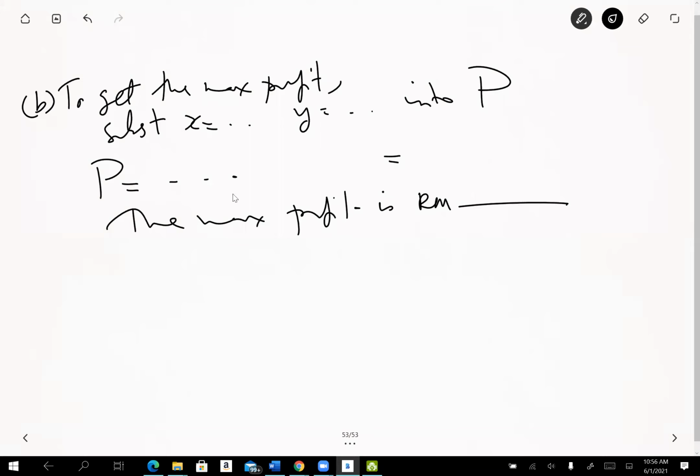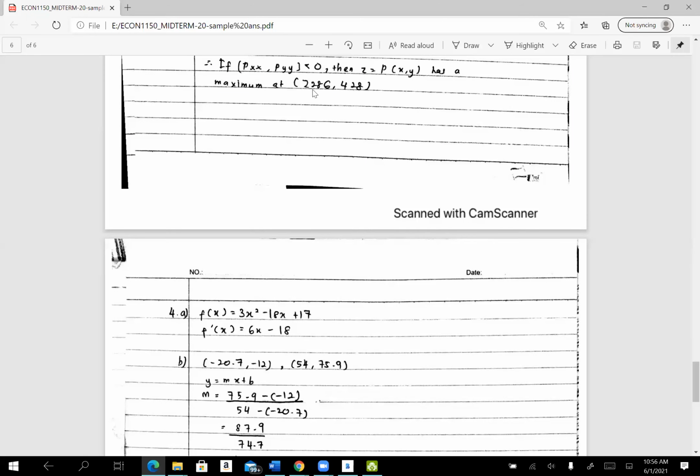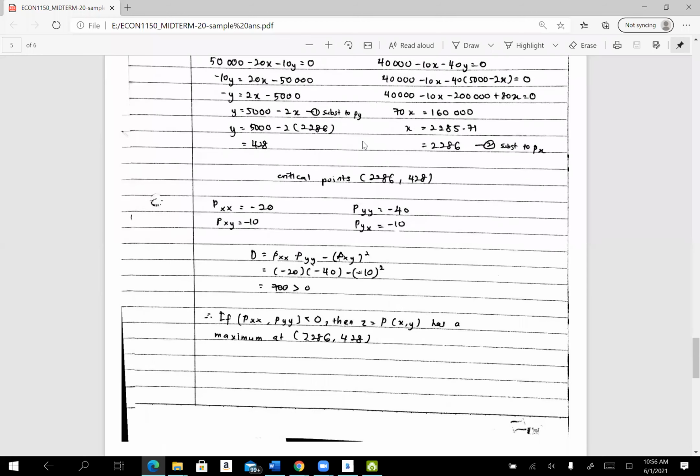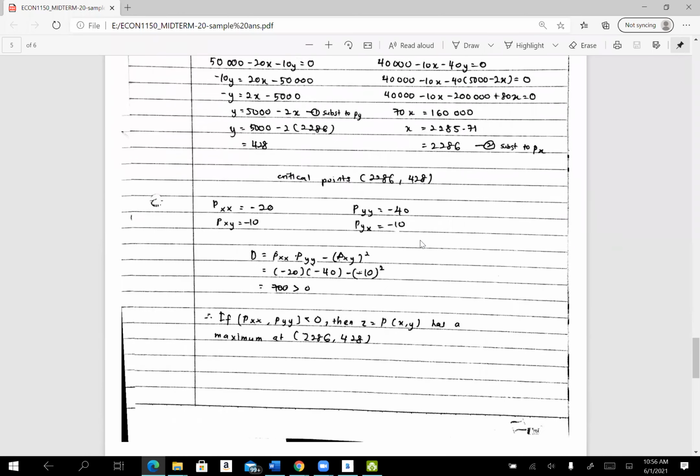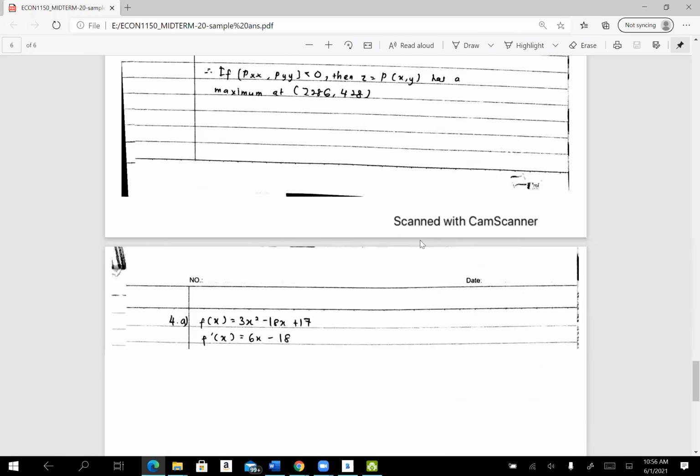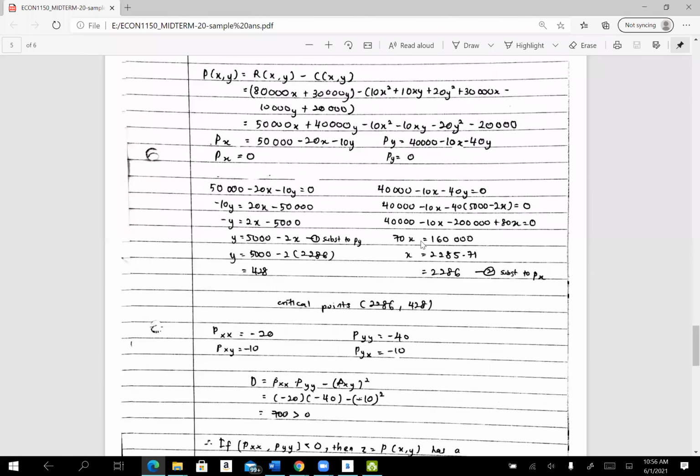So you substitute value tadi lah. Okay, the value X equal to 2286, Y equal to 428 into this profit function. So you get the maximum profit. Okay. All right. Any question about that? So that is question number 3.